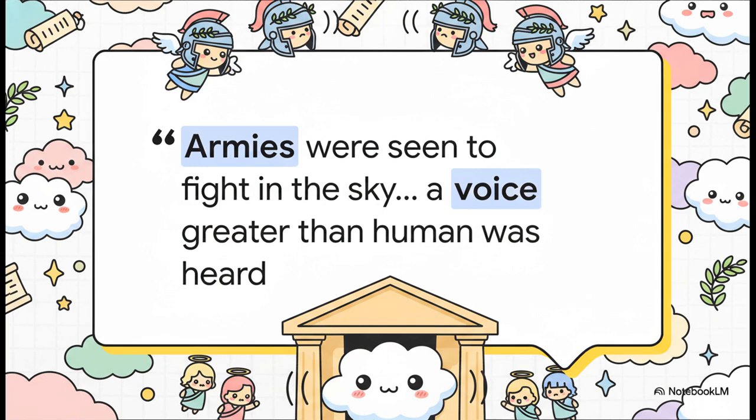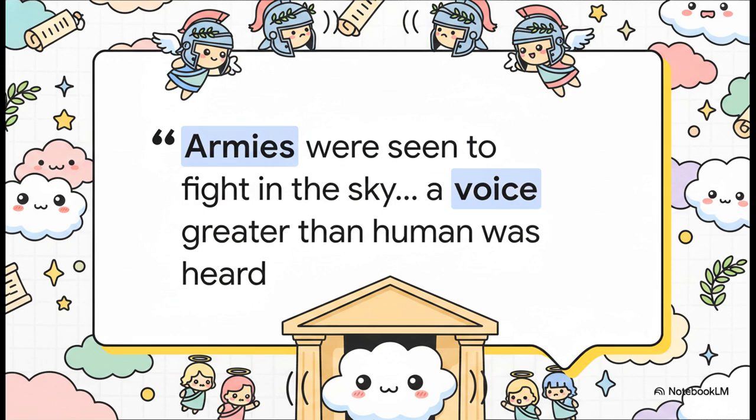He writes, "Armies were seen to fight in the sky. The doors of the temple were opened on a sudden, and a voice greater than human was heard, that the gods were retiring." Now keep in mind, Tacitus was a Roman pagan. The guy had absolutely no theological agenda to try and fulfill Christian prophecy. Yet here he is, documenting a highly visible, epic battle in the skies directly over Jerusalem right during the siege.